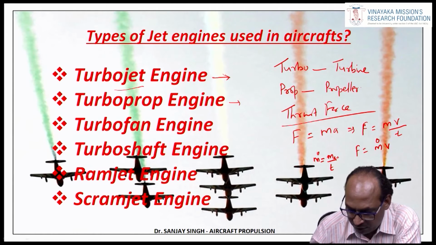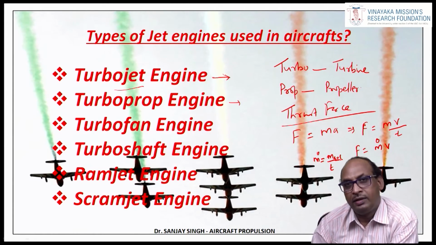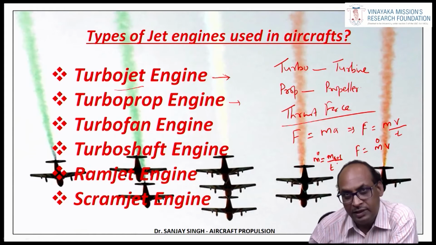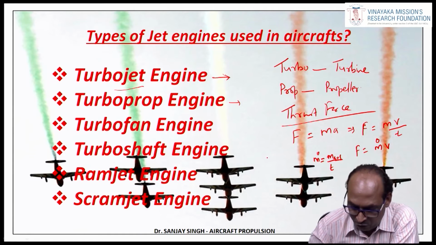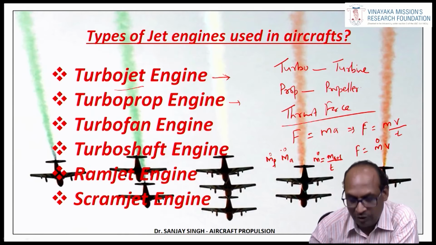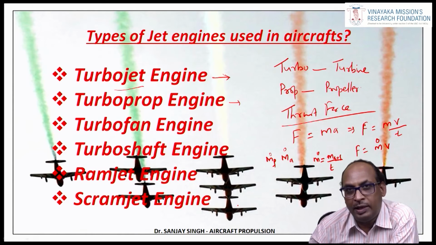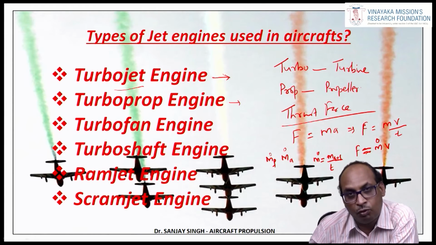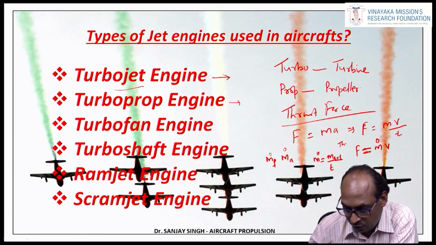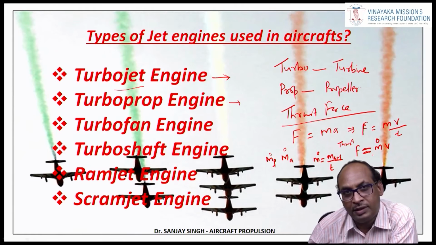of air plus fuel, the mass flow rate of air going to the engine plus fuel, divided by time. If it is fuel, then it will become mass flow rate of fuel. If it is only air, then mass flow rate of air. Mass per unit time will give mass flow rate. So the force which is calculated here is thrust force. Thrust force F is equal to mass flow rate into velocity.